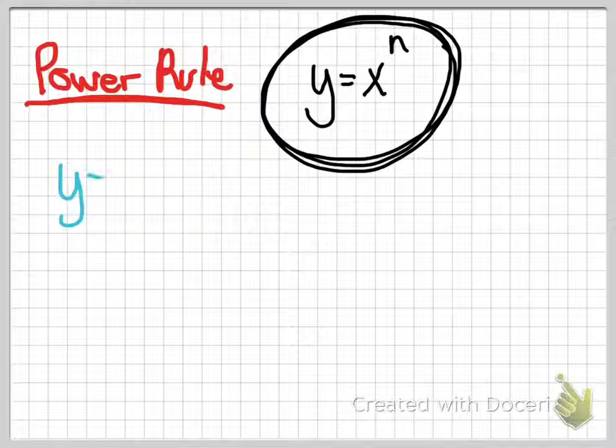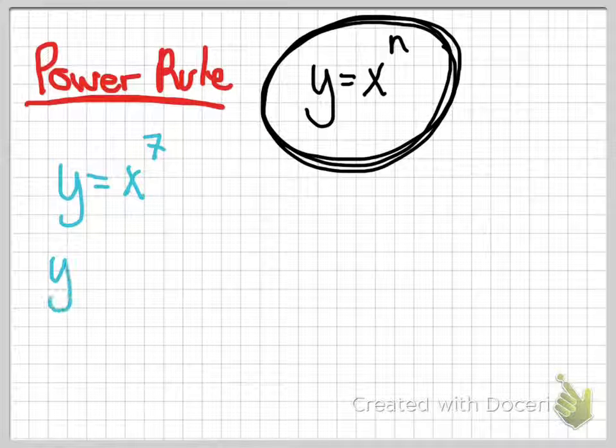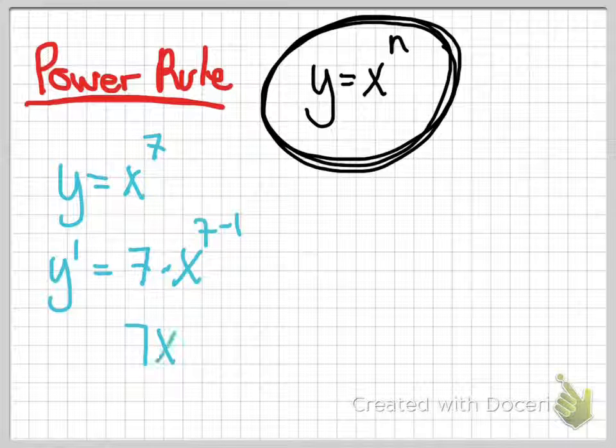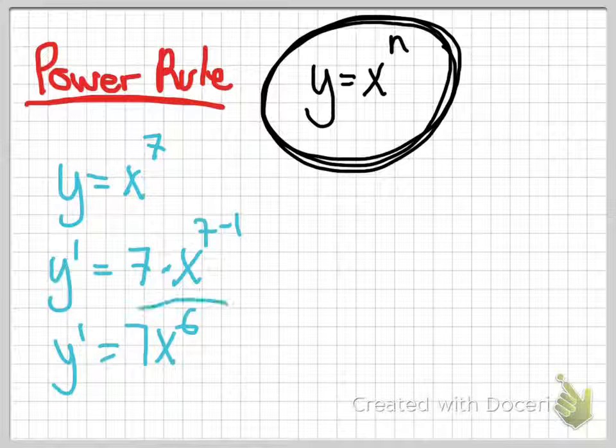Let's say we have y equals x to the 7th power. The rule with the power rule says if you want to derive this and you want to find y prime, all you do is take the power and multiply it down in front of the problem. So 7 times x to the 7th power. But not only do you do that, you subtract 1 from the power, you reduce it down. So you get 7x to the 6th power is your y prime. And that's it. That's your answer.